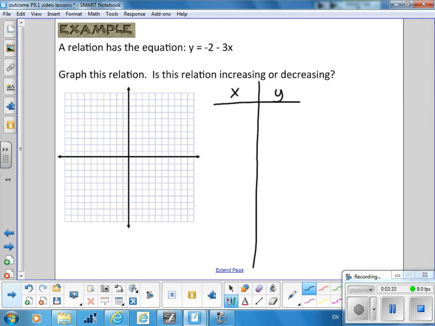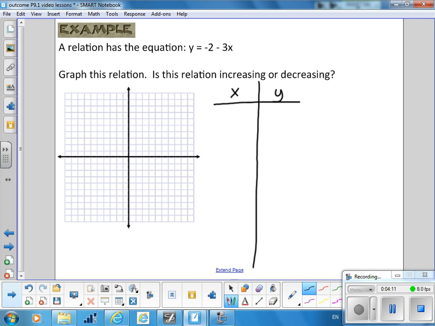Now, it's a good idea to choose at least 3 points. If we only choose 2, there's a possibility that if you make an error in one of them, you won't know you've made an error because you can always draw a straight line between any 2 points. Whereas if you have 3 points and you make an error in one of them, you will see that it will not form a straight line. So a minimum of 3 points, and many people suggest you choose 5 points. Somewhere between 3 and 5 would be enough to graph this equation.